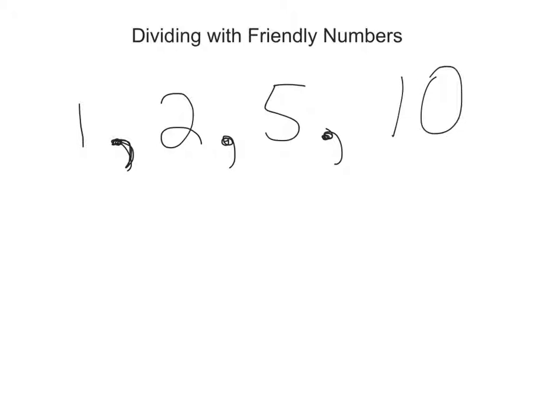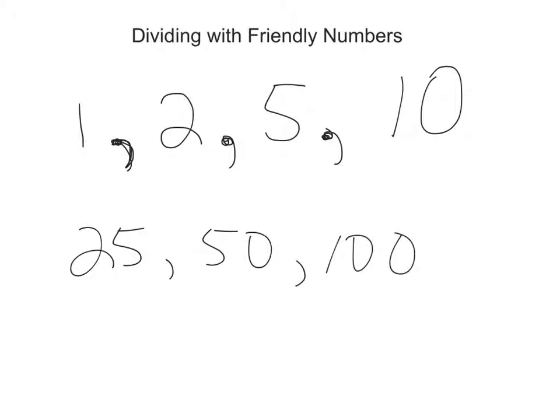So what are friendly numbers? Well, they're numbers that are easy to divide or multiply by. So obviously 1, 2, 5, 10. With the kids that I'm working with, I'm doing 2-digit by 1-digit division only, but you can go higher than that. So you can also go to 25, 50s, and hundreds. Those are friendly numbers as well.